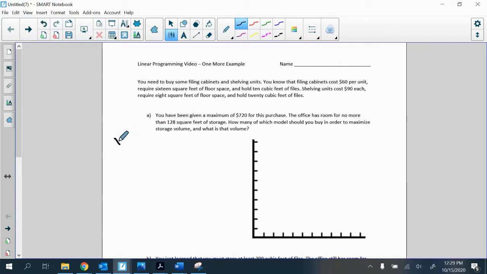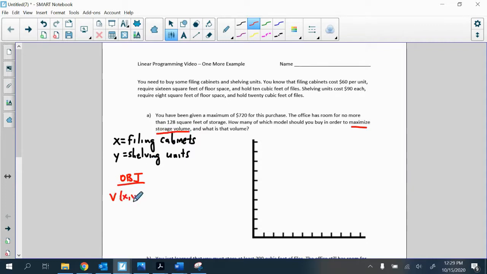So if I look at my variables, I need to figure out how many filing cabinets, x, and how many shelving units, y, I'm going to purchase. The objective function is I'm trying to maximize the volume. So volume as a function of x and y is going to be 10x plus 20y. So this is the thing I want to maximize.